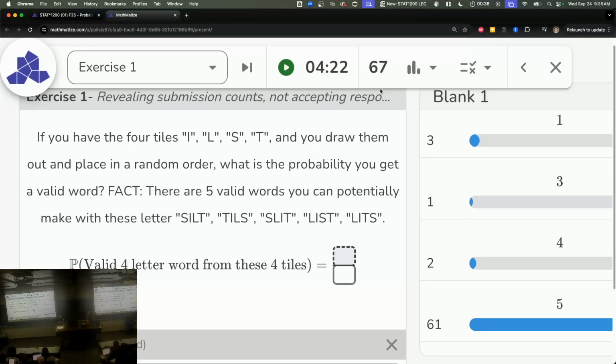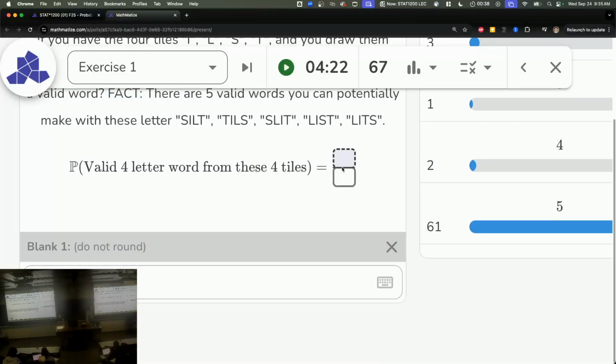For the top box, out of 67 people, 61 people said 5, and that is perfectly correct. So there are 5 valid words, and so the probability of having a valid word is going to be the number of ways you can have a valid word, which is 5. So it's going to be 5. And then the hard part is actually, what do you divide it by?